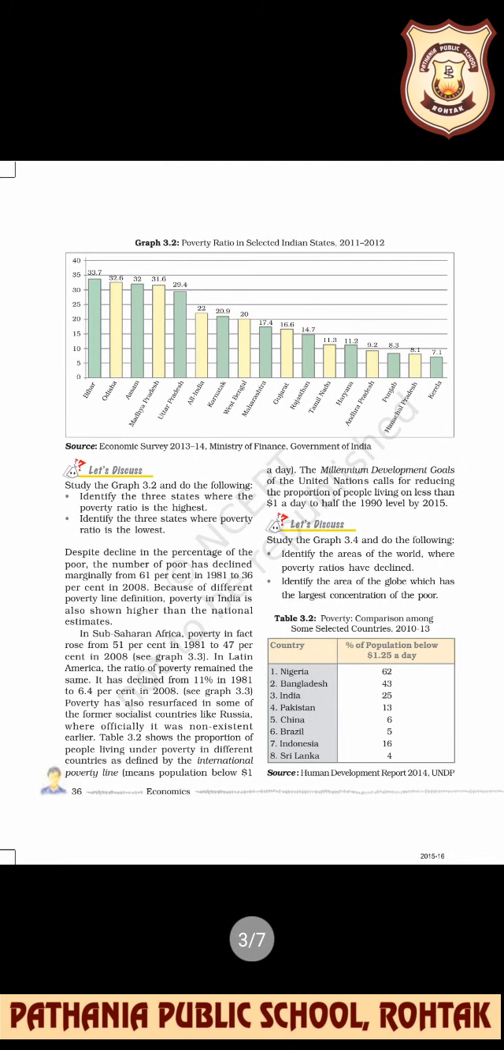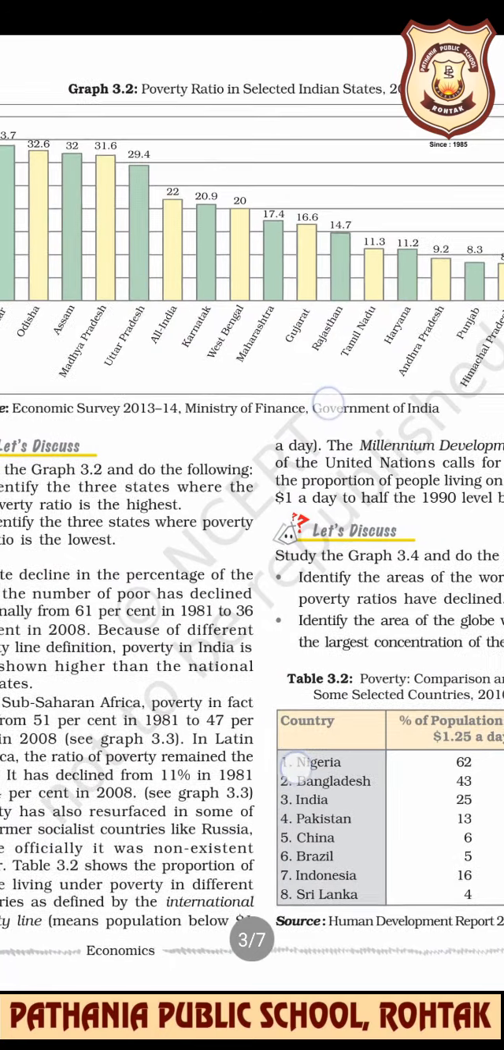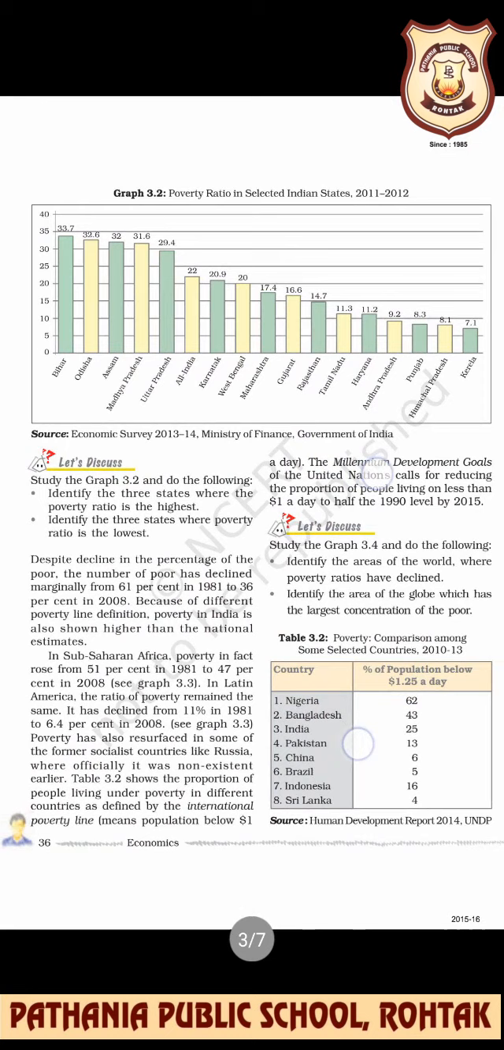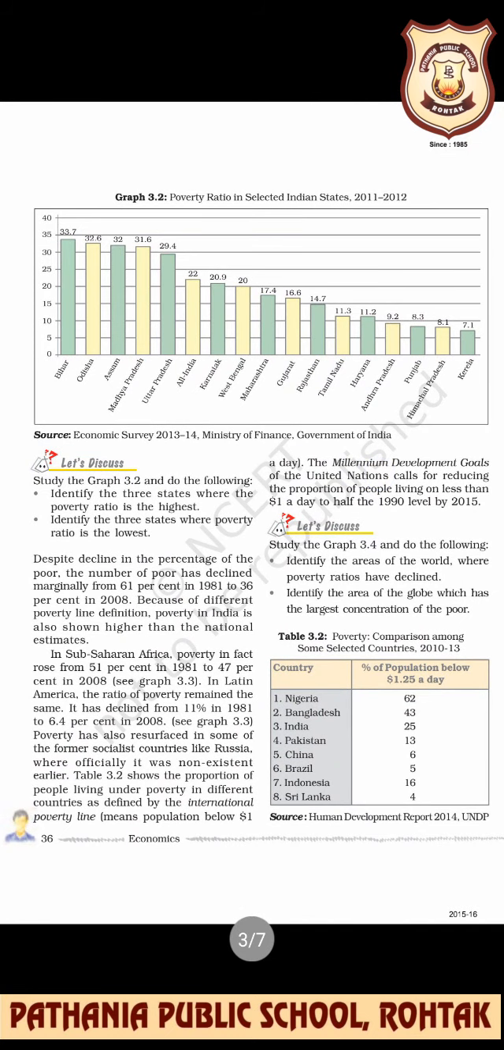So, despite the decline in the percentage of the poor, the number of poor has declined only marginally, from 61% to 36% in 2008. Because of the poverty line definition, poverty in India is also shown higher than the national estimate. As I was telling you earlier, the poverty percentage and the absolute poverty, meaning the number of poor people, are different things, because the absolute figure depends on the population base, and as we know, the population of India is very large.